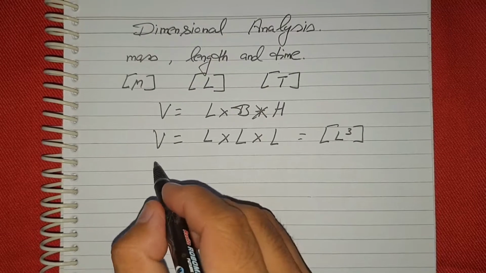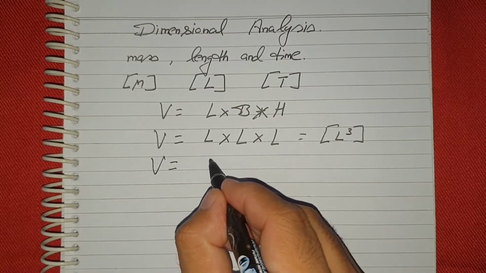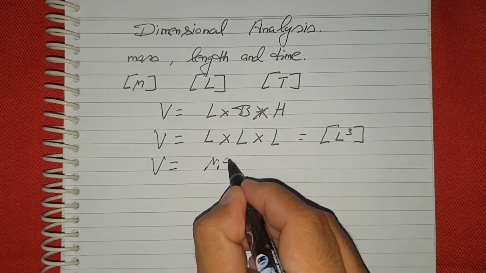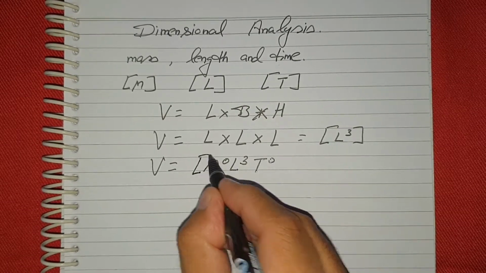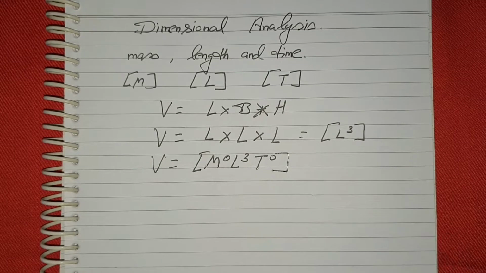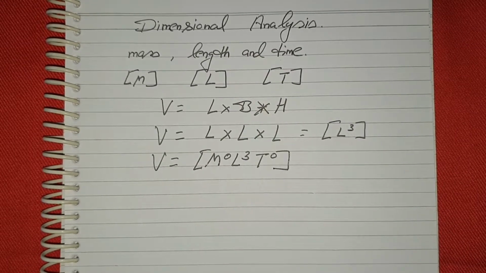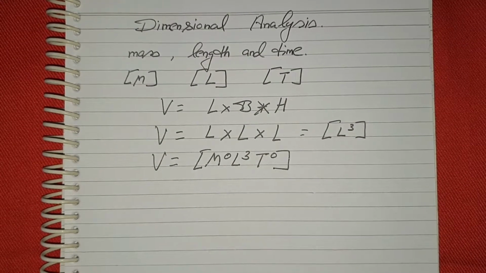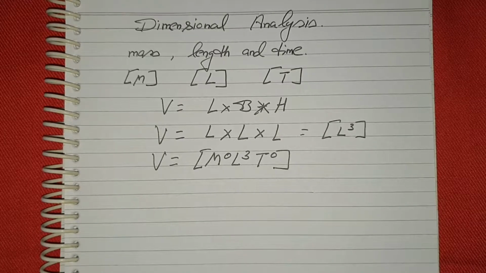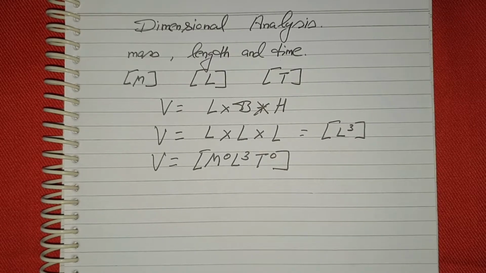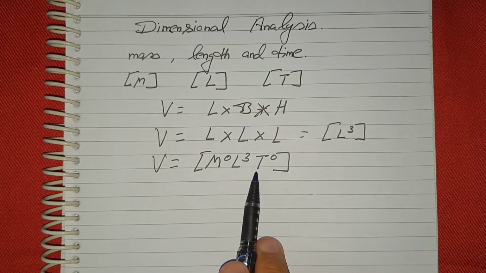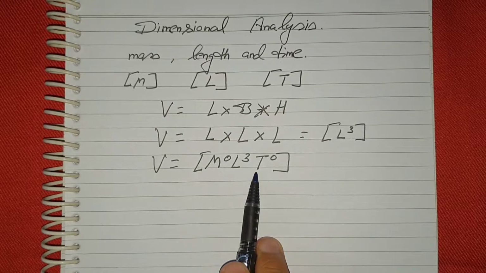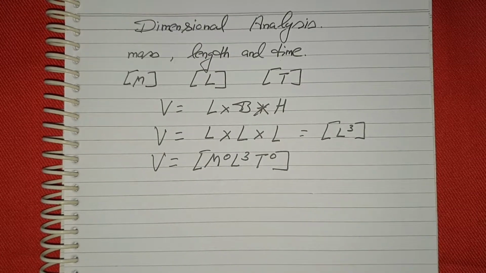Or we can write volume as M^0 L^3 T^0, and say that volume has 0 dimension in mass, 0 dimension in time, and 3 dimensions in length.